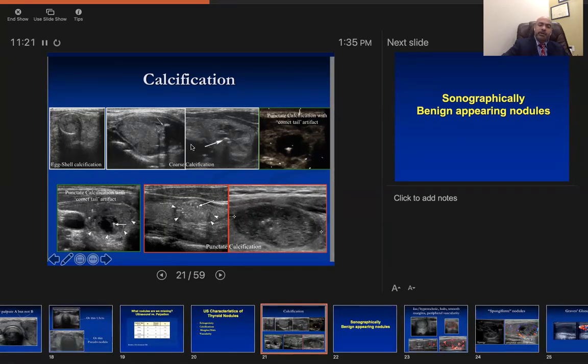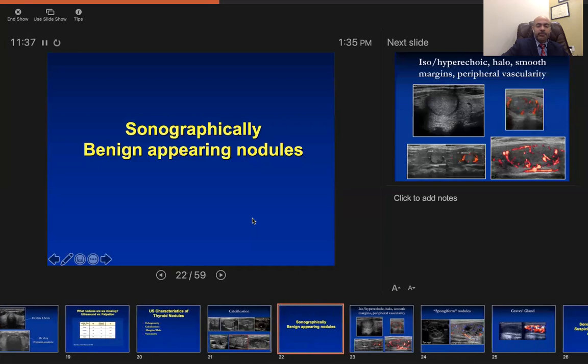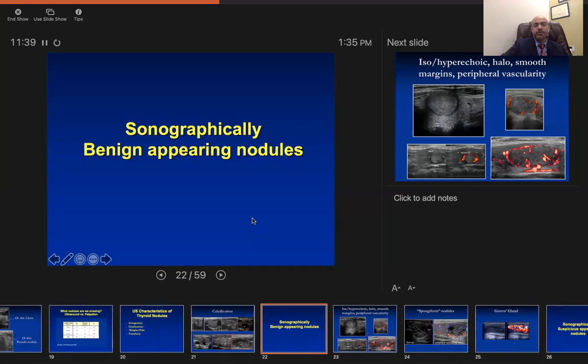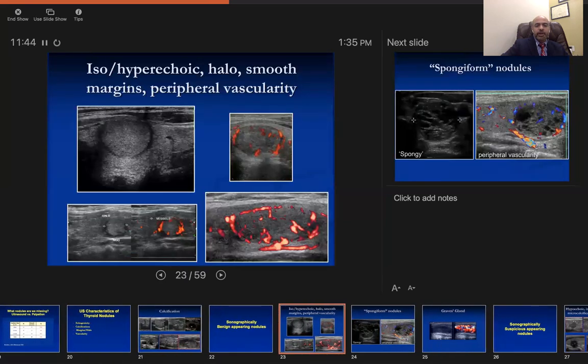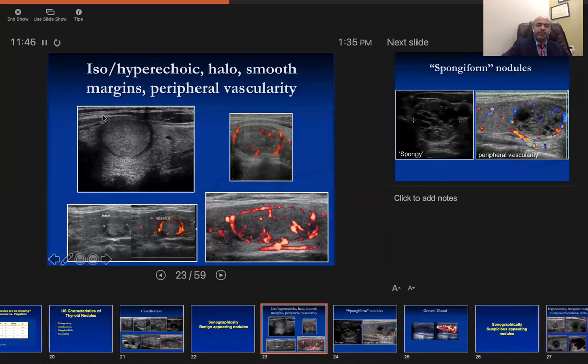So with calcification, there is posterior shadowing; with comet tail, there is none. This is a cystic nodule which has colloid, with the classic comet tail artifact. These are punctate calcifications. The presence of calcification indicates a high risk for malignancy. What are the sonographically benign-appearing nodules? Sonographically benign-appearing nodules are well defined. They have clear margins.